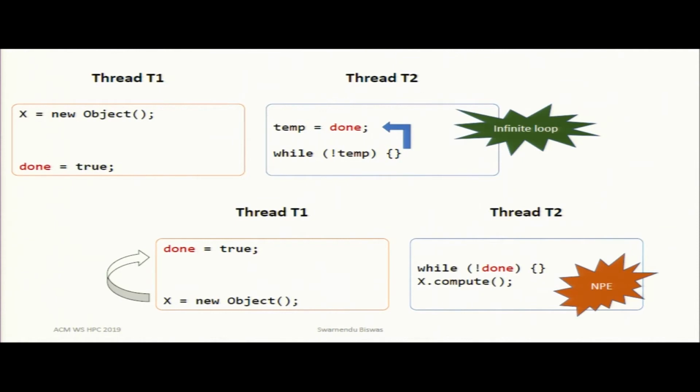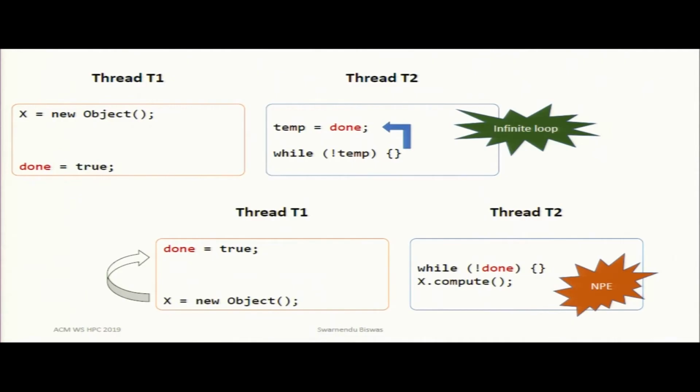If that happens, then this scenario can happen. The flag gets set to true first, and then the consumer comes out of the loop, accesses x.compute, and you get a null pointer exception in the Java world. Right? Make sense?